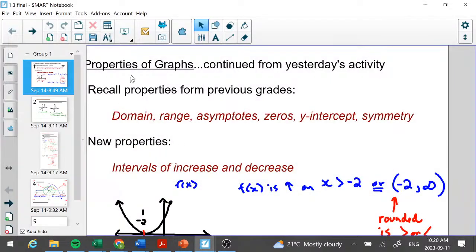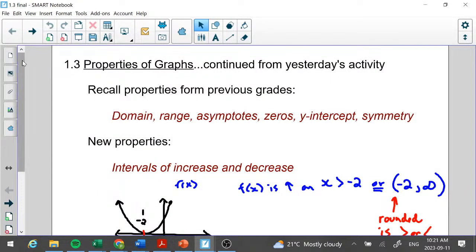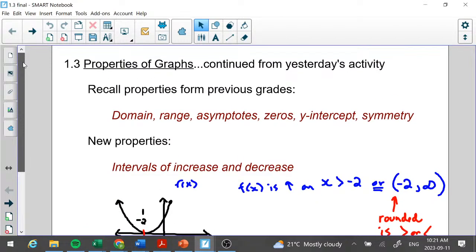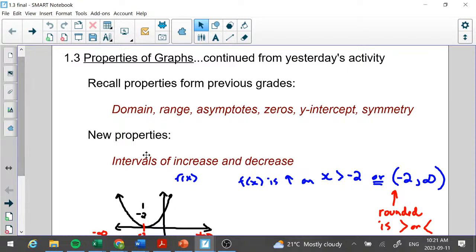Okay, so today we're going to talk about some properties of graphs. So if we look at properties you learned about in grade 11, maybe earlier as well. Properties of graphs. Can you think of some properties? What would you say about this one? Yeah, it's a quadratic. What are some properties that we would want to know?